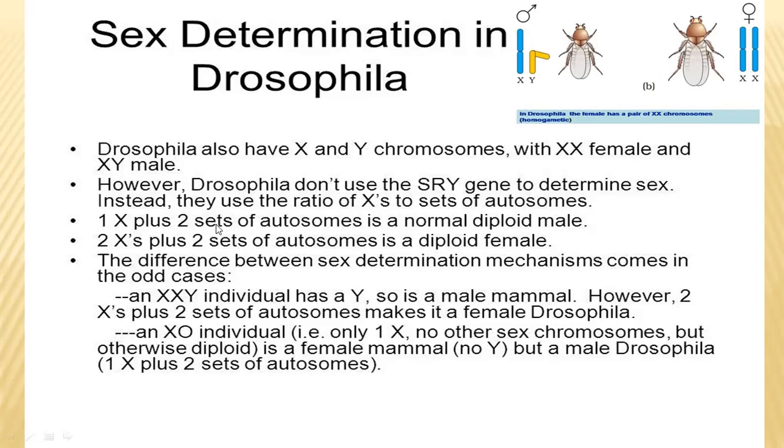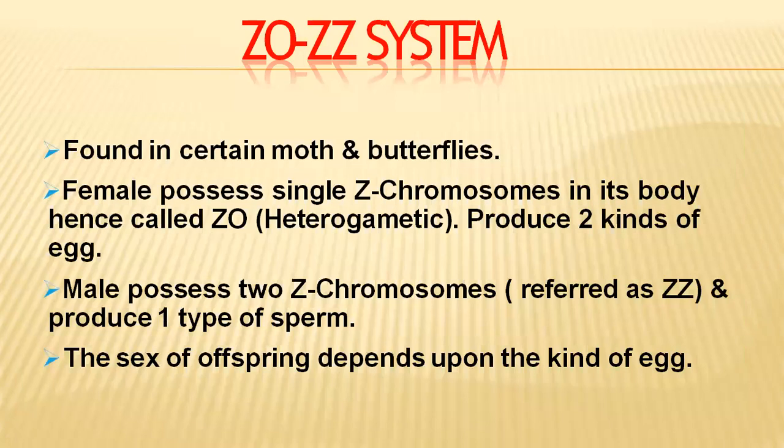If all autosomes are 2 in each set, then they will be called normal diploids. If the organisms have 3 chromosomes, then the autosomal set is said to be 3. In this way, the ratio of X chromosomes to the sets of autosomes determines the sex in these organisms, and that is called the genetic balance system. We will discuss this a little while later.